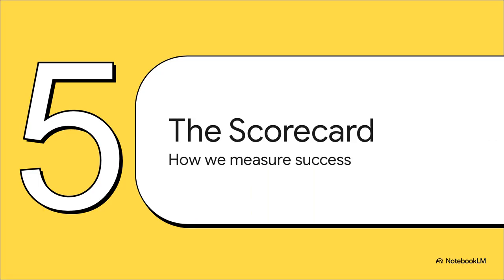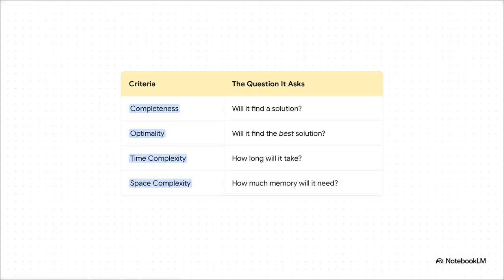So, okay, we've got these different strategies, but how do we know which one is actually better? We can't just guess. Turns out, computer scientists have a standard scorecard with 4 really important criteria for judging any search algorithm. This scorecard is great because it gives us a common language to compare any algorithm. We just ask 4 key questions. Number 1, completeness. Is it guaranteed to find a solution at all, assuming one exists? Number 2, optimality. Will it find the best solution, like the absolute cheapest or shortest path? And then we look at efficiency, time complexity. How long is this thing going to take to run? And finally, space complexity. How much memory is it going to eat up during the search? These 4 are the gold standard.